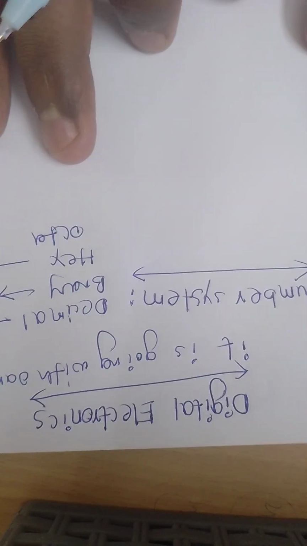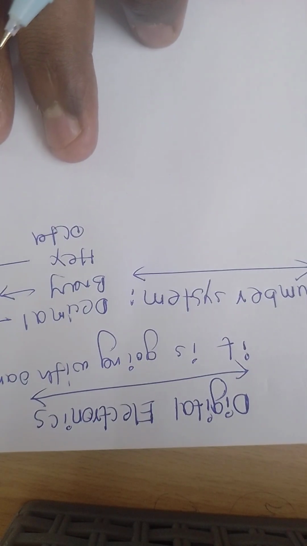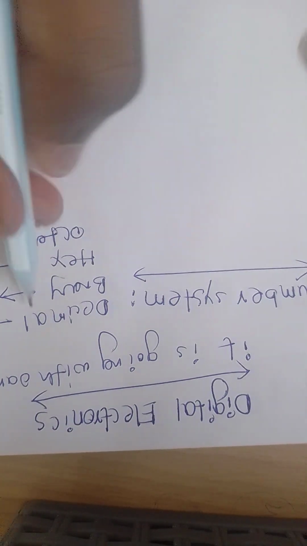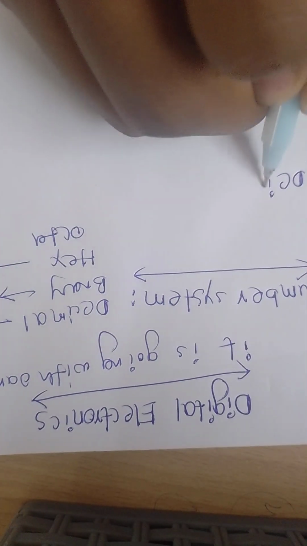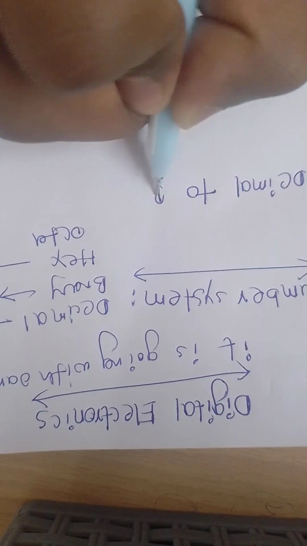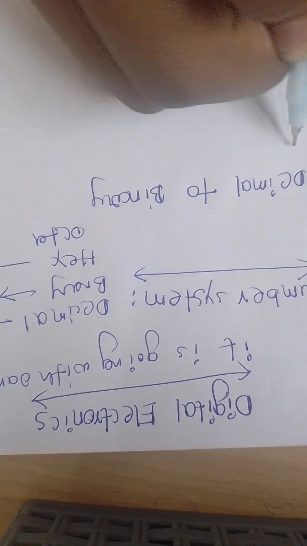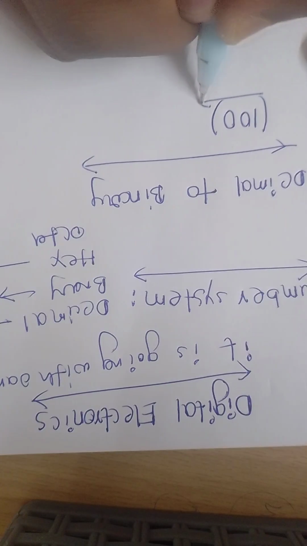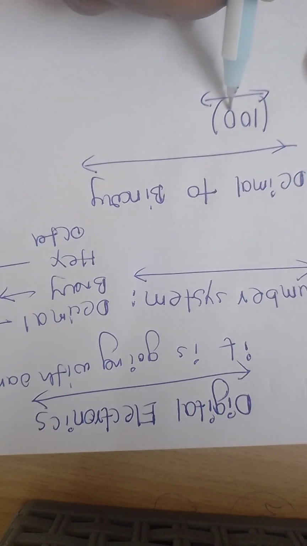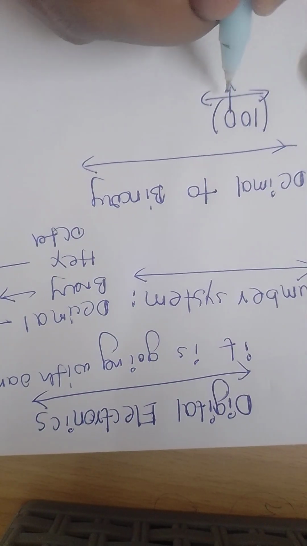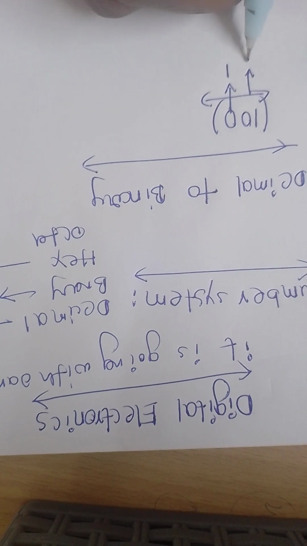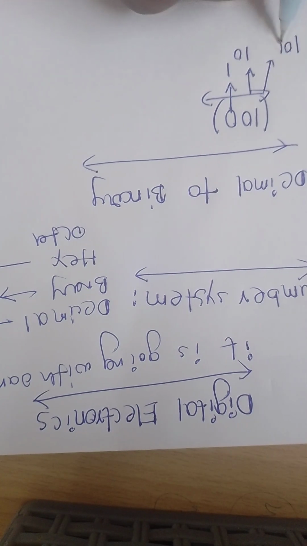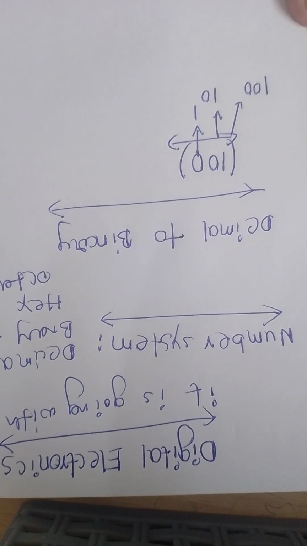We deal with the binary number system, like how we can convert from decimal to binary. For example, this is decimal 100. This is the place value: this is the ones place, this is the tens place, this is the hundreds place.